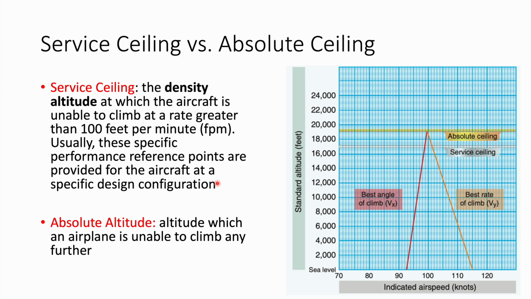And comparing service ceiling and absolute ceiling. So service ceiling is density altitude, which the aircraft's unable to climb at a rate greater than 100 feet per minute. And absolute ceiling is basically the highest the aircraft can climb, so it's unable to climb anymore.